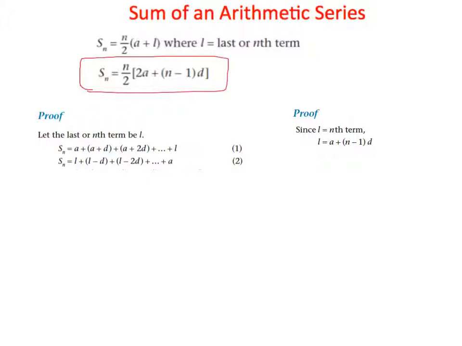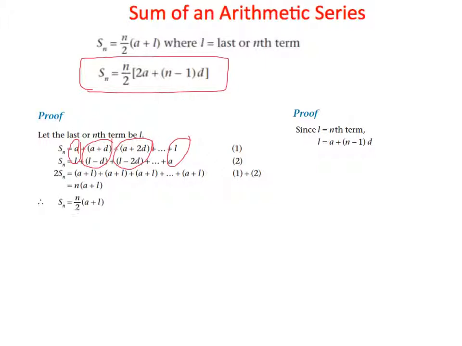Now if you were to add these two equations together, you would get two lots of the sum of n terms, and then you can see that these all become in pairs. a plus L, that's another a plus L, because d minus d is 0. There's another a plus L, all the way down to the last a plus L. So we have a plus L multiple times. How many lots of a plus L do we have? Well, we have n lots of a plus L, because remember, L was the nth term. So we've got n lots of a plus L, which we can write like that.